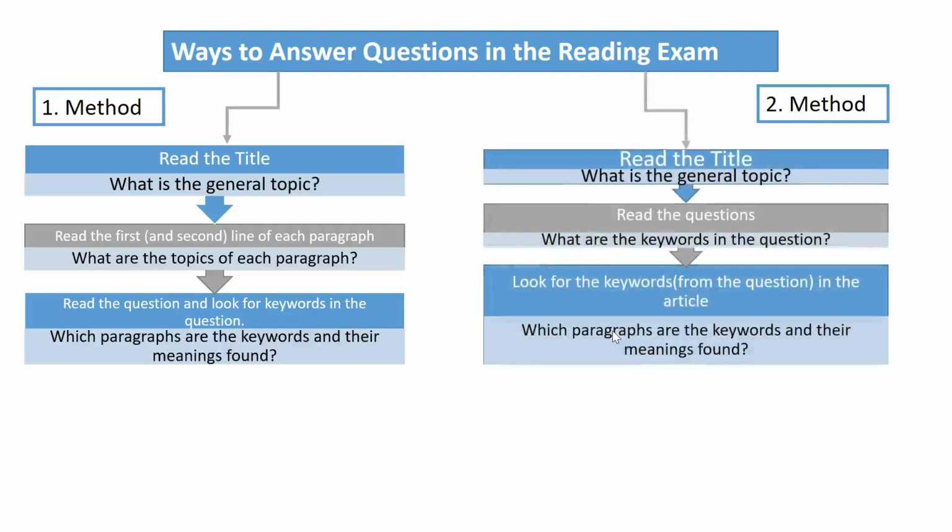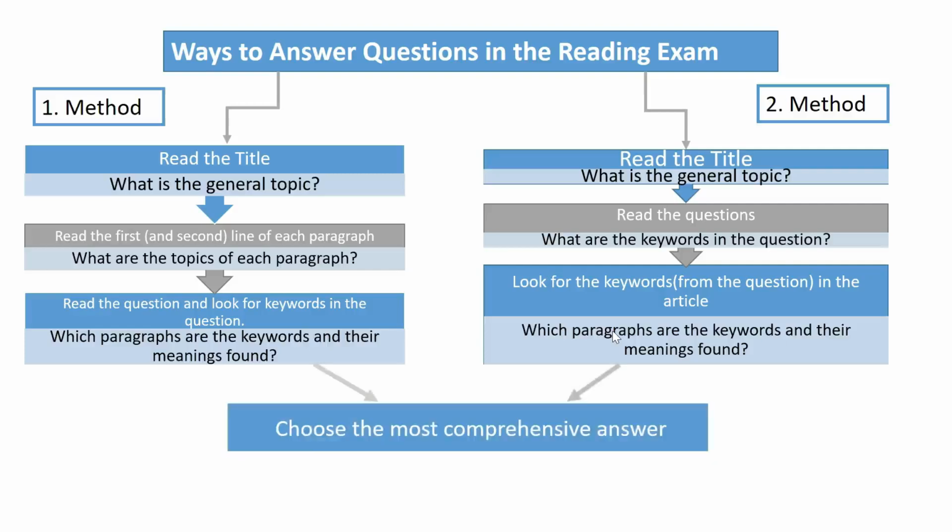The second method is read the title, what is a general topic. Then you read the questions, what are the keywords in the questions. Then you look for the keywords from the question in the article. Which paragraphs will you find the keywords in? And for both of these methods, you choose the comprehensive answer. You choose the correct answer that suits the process that you have chosen.